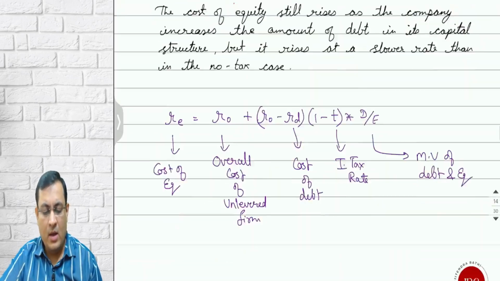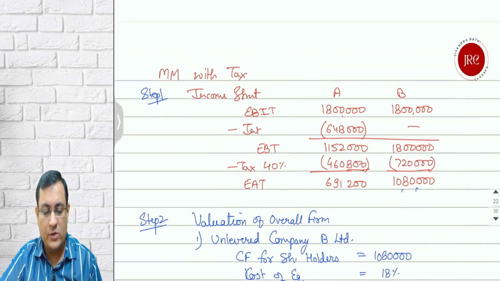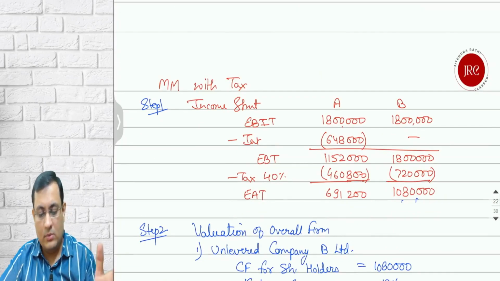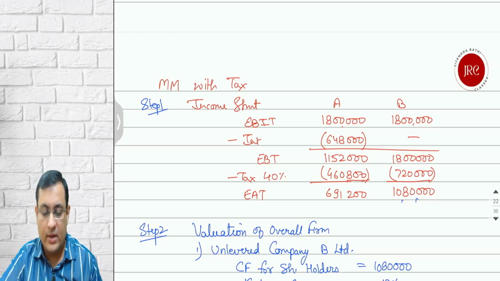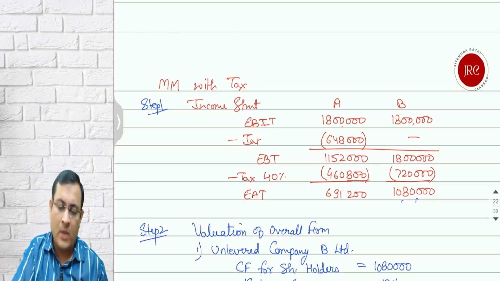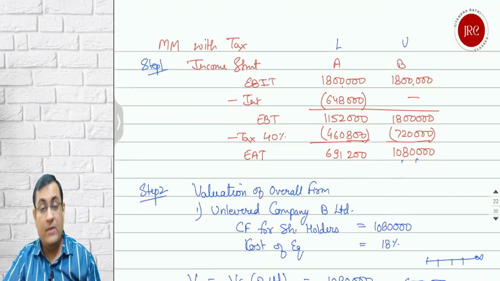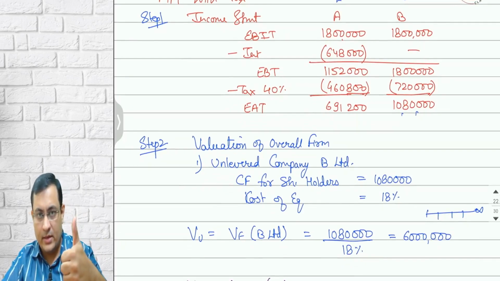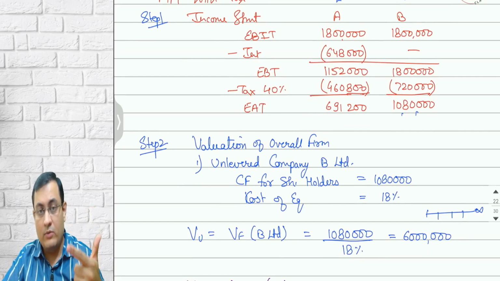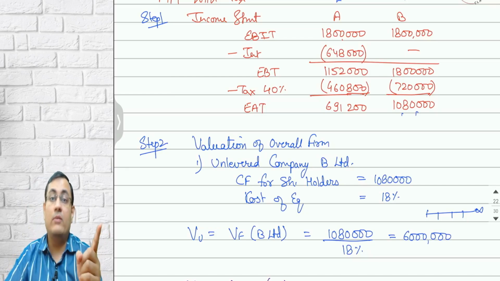And we have done a numerical example for this also, where we have taken two companies with the same cash flows, EBIT of 18 lakhs. Then we have deducted interest in the case of levered firm A, and then taxes, and then EAT. Then we calculated using the 6-step or 7-step formula. First, calculate the income statement. Second, calculate the overall value of the firm. How to calculate the overall value of the firm? First, calculate the value of unlevered. Then go for the calculation of levered.